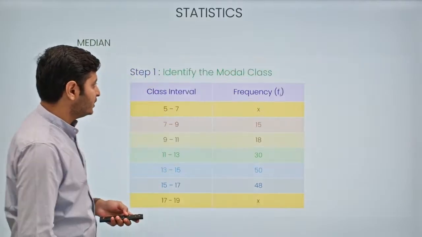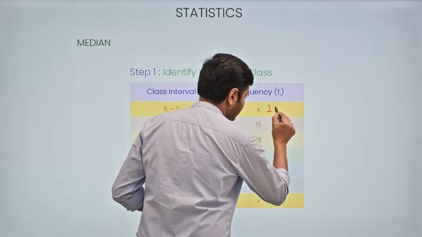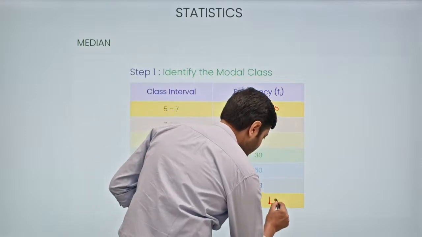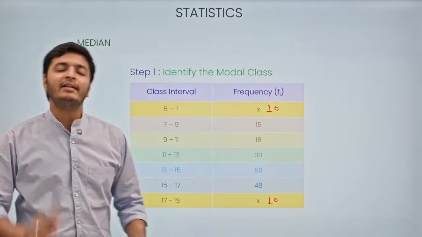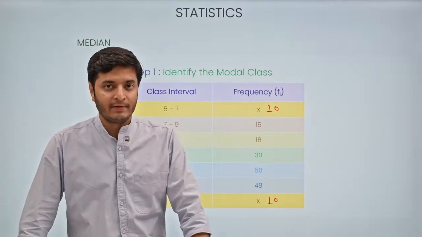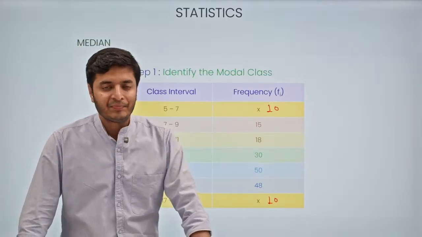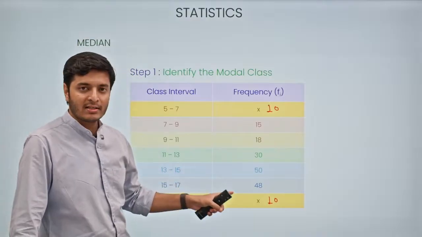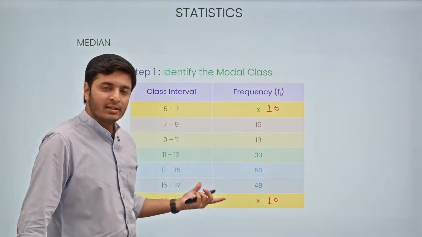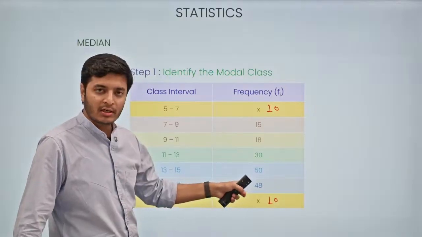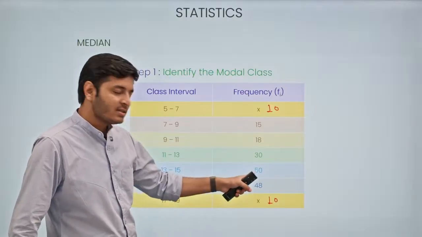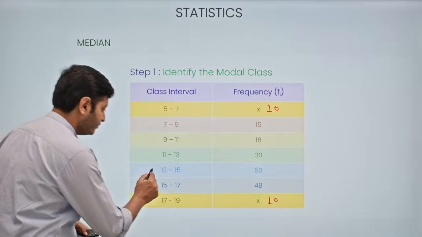So I'm gonna write 10 here, 10 here. Now we can find the modal class easily because we know the frequency of all the class intervals, correct? So what is the modal class here? Whichever class interval is having the highest frequency is our modal class. So in this table, this is the highest frequency. So this is our modal class.